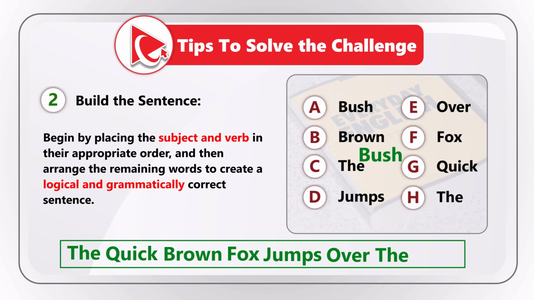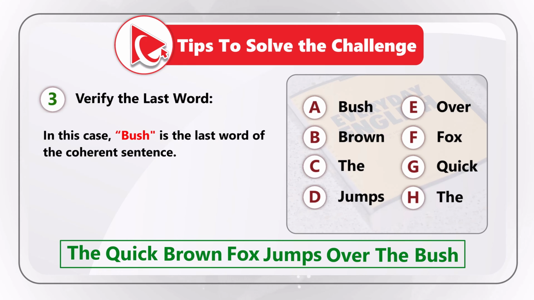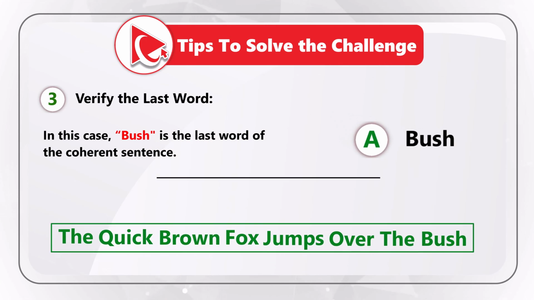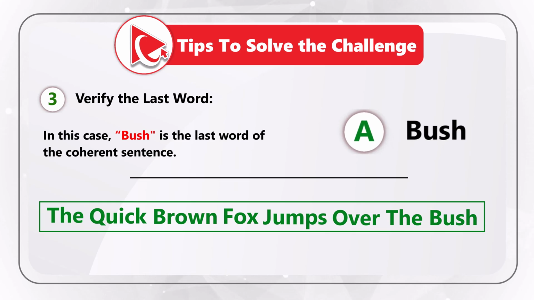Then in step 3, you verify the last word. Pay attention to the last word of the sentence. In our case, the word bush is the last word of the coherent sentence, and this is the choice A. Let's recap. The complete sentence is: the quick brown fox jumps over the bush. And the last word in this sentence is choice A, bush.